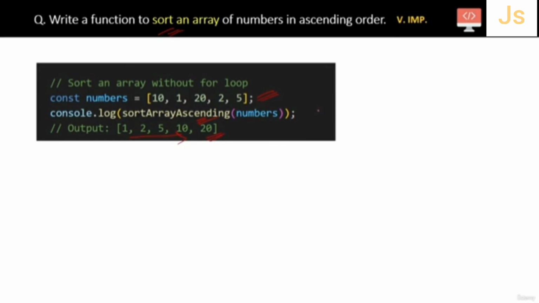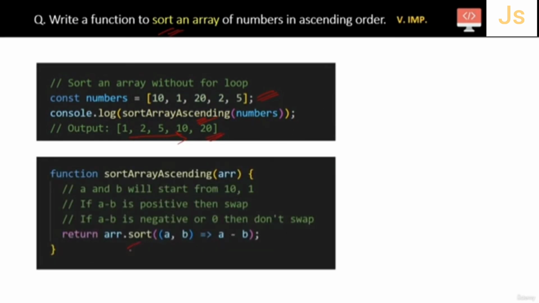So now remember that by default, the sort function sorts values as strings, not numbers. Okay. So if you use the blank or empty sort method with a numbers array, it will produce the incorrect output. You can try it. Okay. So let me explain what is this a minus b logic then, which we will put with the sort method here. Here, the a and b parameters will start from the first two elements of the array.